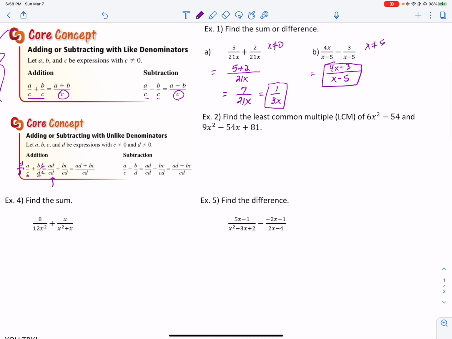So in example 2, there's homework problems where they're going to be listing this 6x squared minus 54, and then this 9x squared minus 54x plus 81. And they're going to want you to figure out the least common multiple. And I often say LCD, least common denominator, so I kind of use those interchangeably.